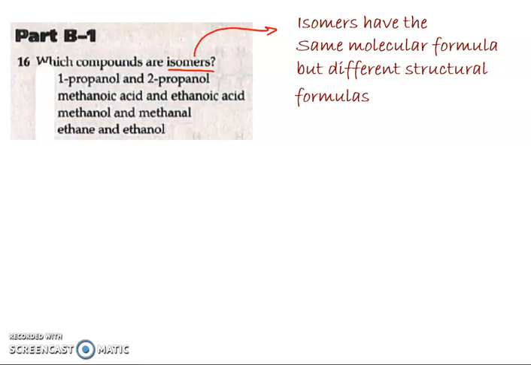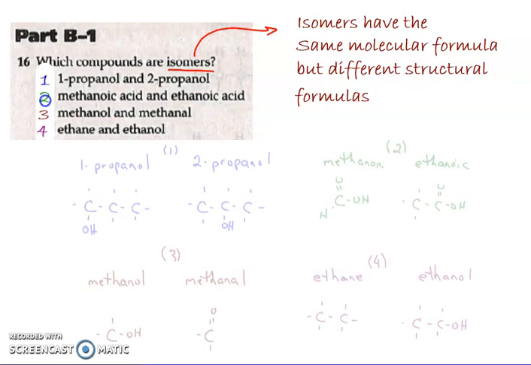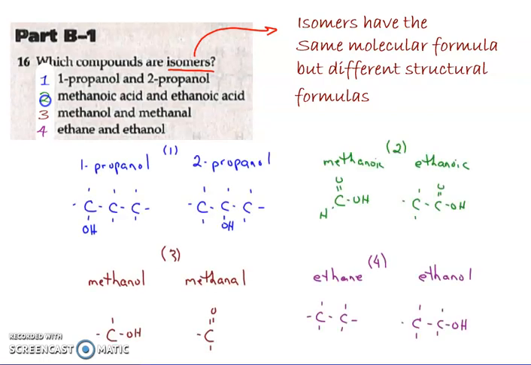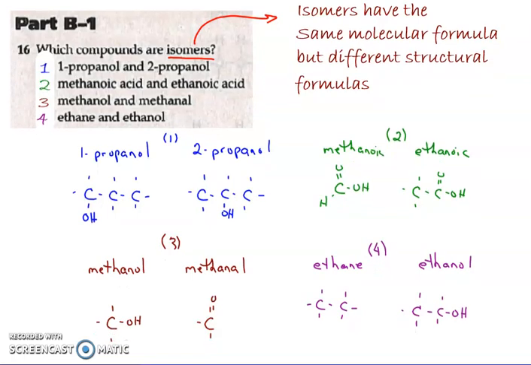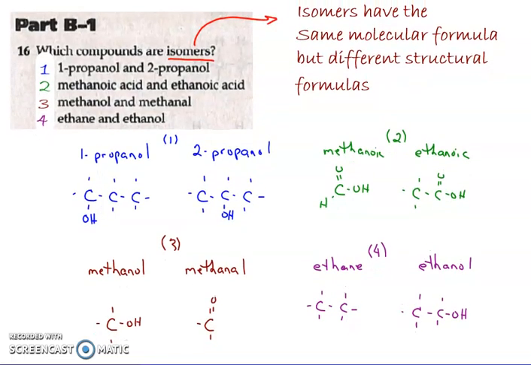B2 starts out with question number 16. Which compounds are isomers? And remember, isomers have the same molecular formula but different structural formulas. So what you're going to need to do is draw the formulas for all of these things. And when you do that, you will be able to determine which one is different.